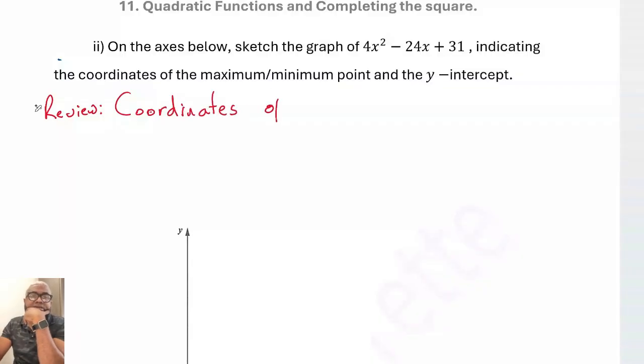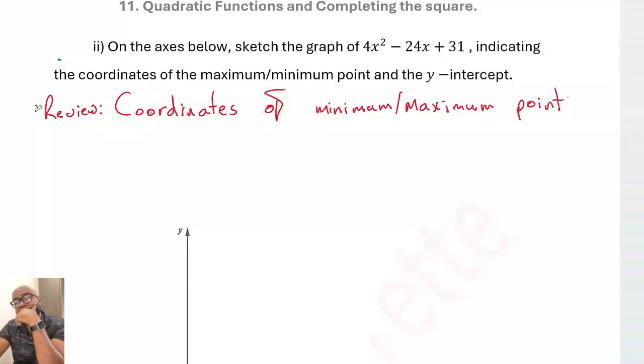Coordinates of minimum or maximum point is given by, talk to me, negative h comma k.